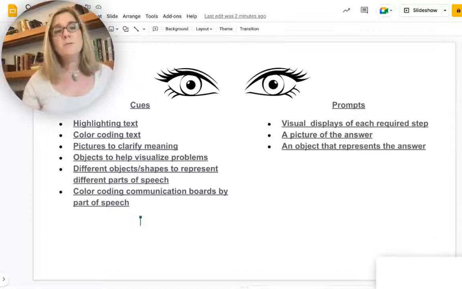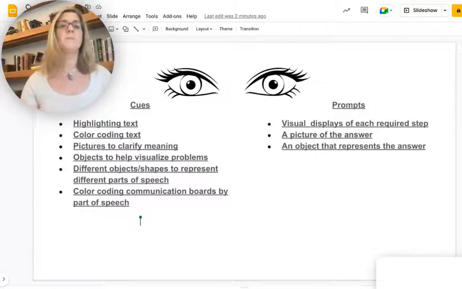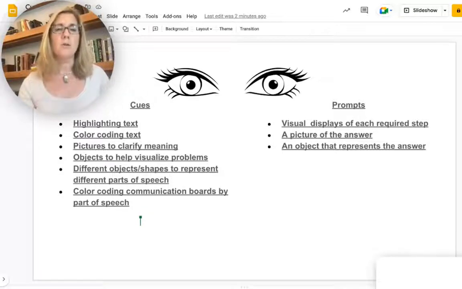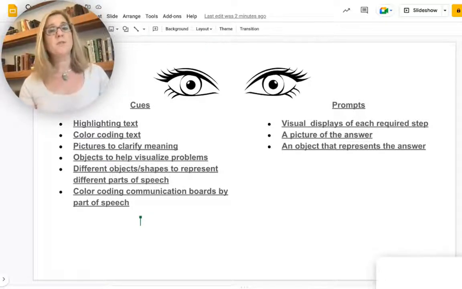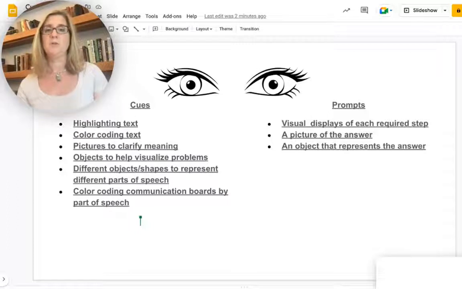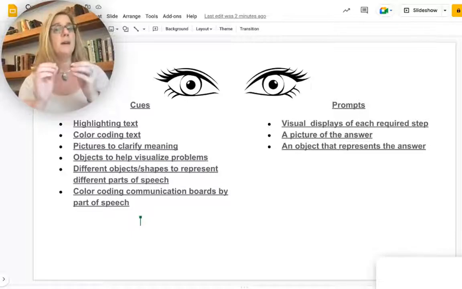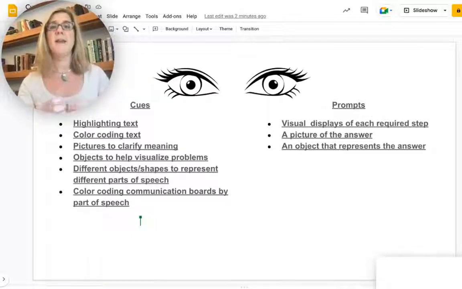So, in terms of visual cues for speech therapy, it might mean highlighting text or color coding text, using pictures to clarify meaning for students, maybe using objects to help students visualize problems, or different objects and shapes to represent the different parts of speech. Color coding of communication boards is something that we often do, which is a cue to, is this an action word? Is this a noun?